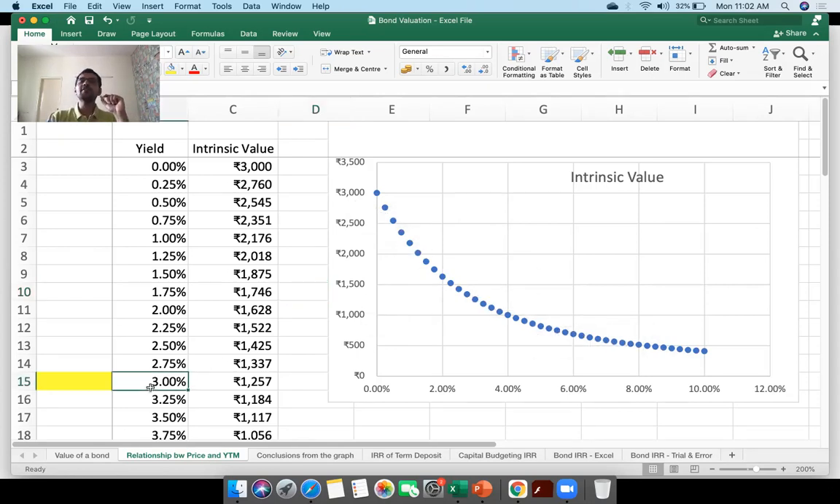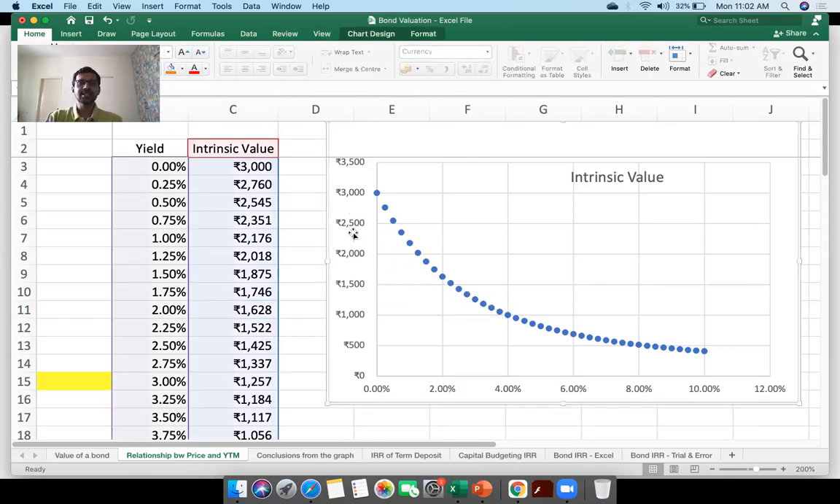If you observe, we started with 3%. Before that, let us read any one point on this graph. If the YTM or the yield is 2%, then the bond price is going to be somewhere over here. It's going to be between 1500 and 2000, but close to 1500, or something around 1600. If you see over here, 2% is 1628. That is how it has been plotted.